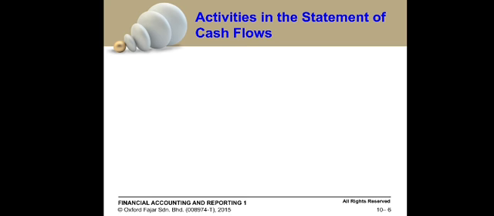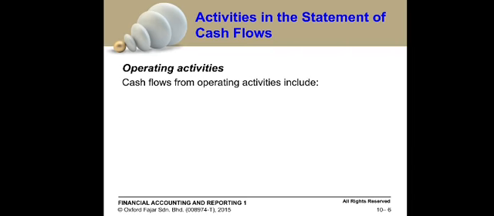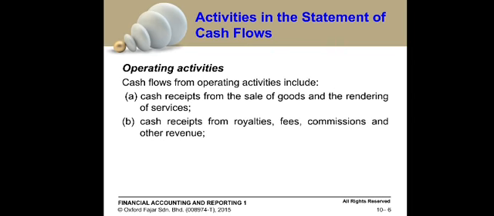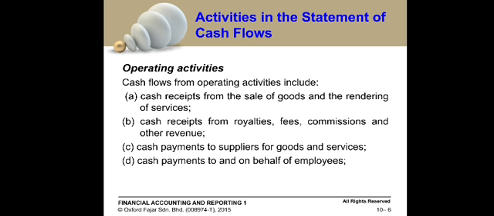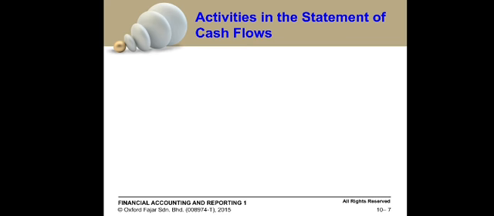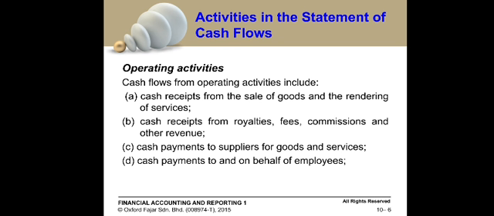Let's see the next slide. These are examples of cash flows from operating activities. The first one is cash receipts from the sale of goods and the rendering of services. The second one is cash receipts from royalties, fees, commissions, and other revenue. C. Cash payments to suppliers for goods and services. D. Cash payments to and on behalf of employees.